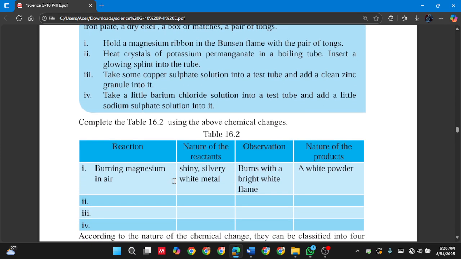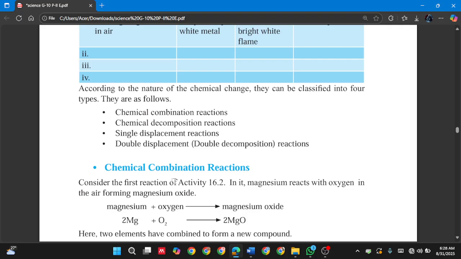Why do we insert a glowing splint, Lamai? To check what gas is getting out. That means we especially use a glowing splint for oxygen gas, when it burns again. So fill this table. Okay.